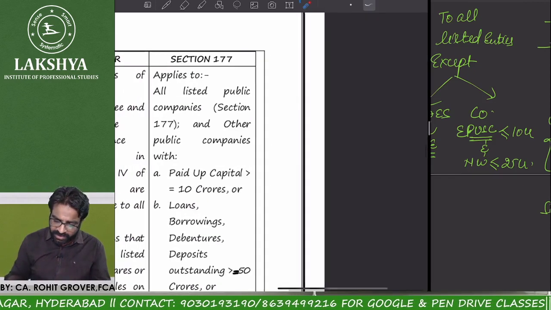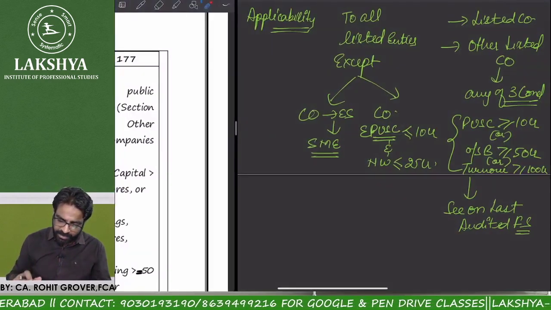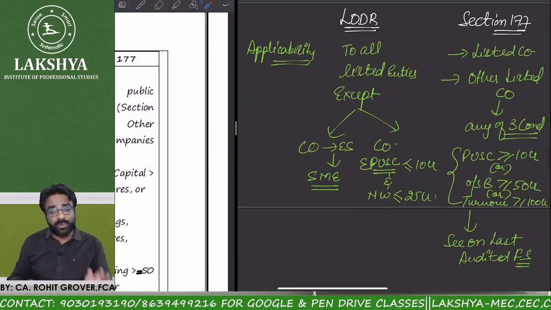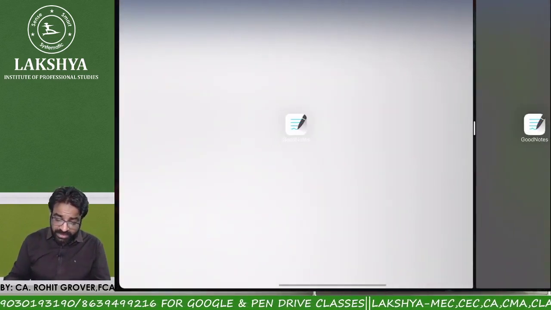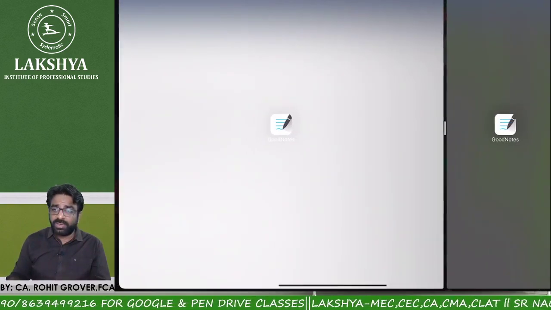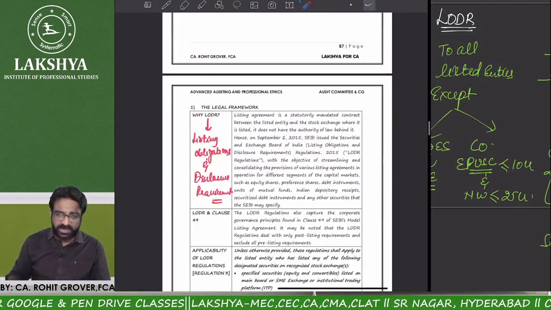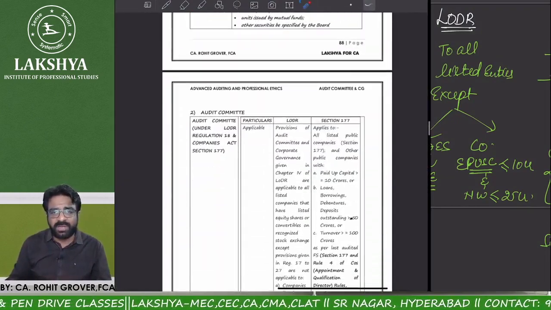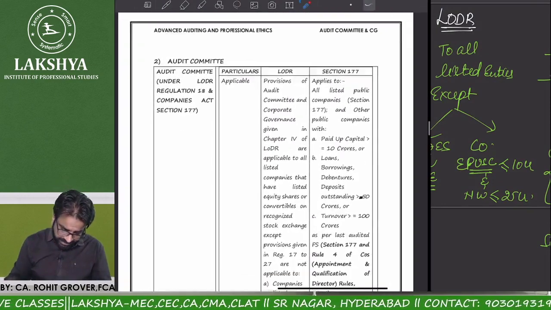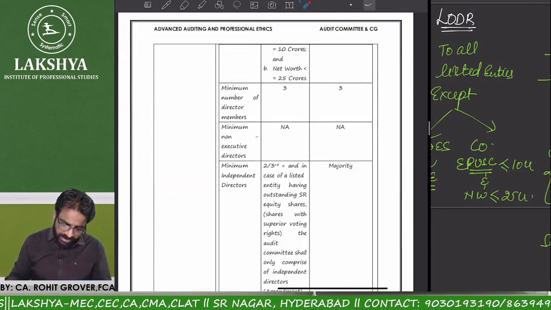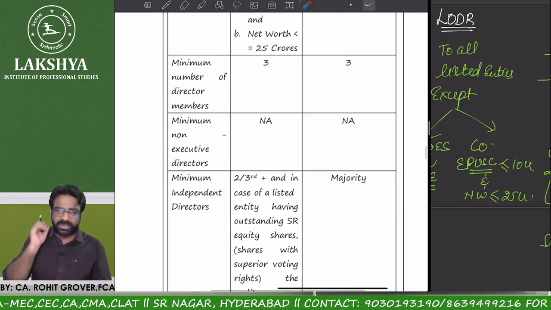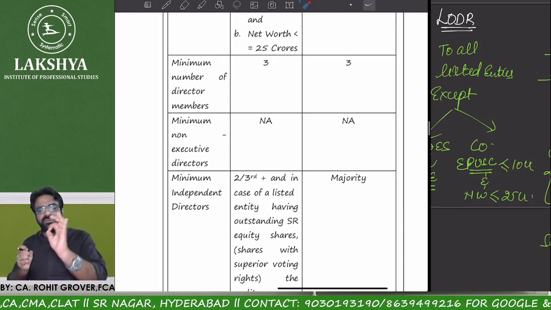Right or not? So we are done with the applicability part. So many points are there. Don't worry, I told you. The audit committee topic is a very huge topic. So many other points are there. So are we done with the legal framework? Sir, yes. Sir, are we done with the audit committee applicability? Yes. Now we are going to understand the next point. Minimum number of directors. What should be the composition of the audit committee?